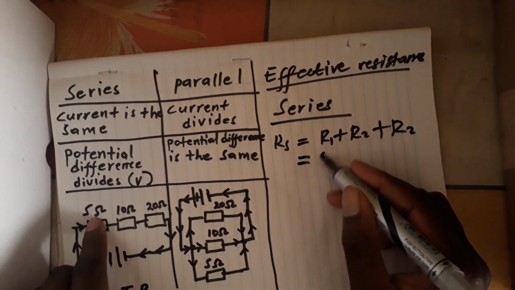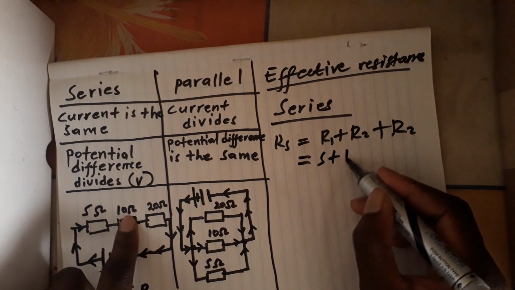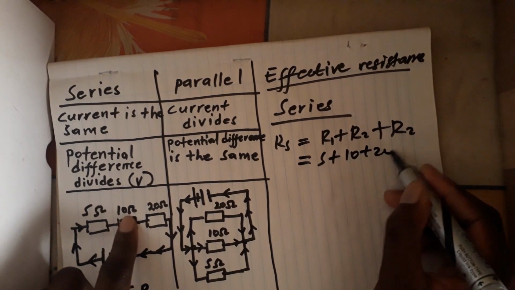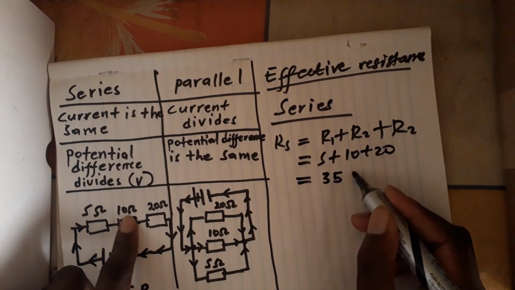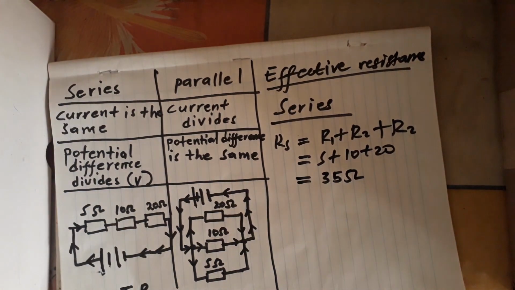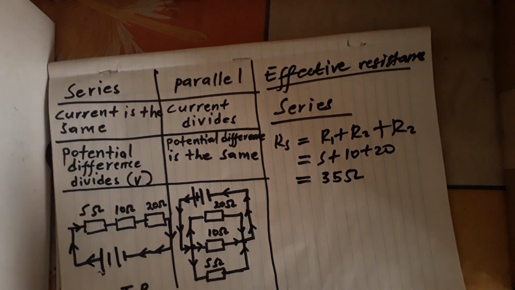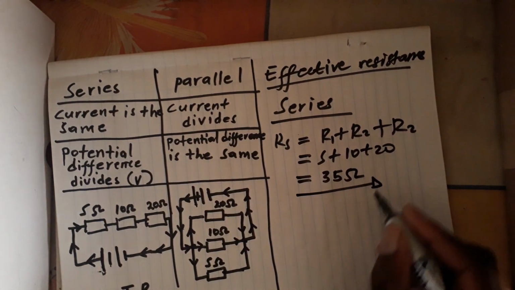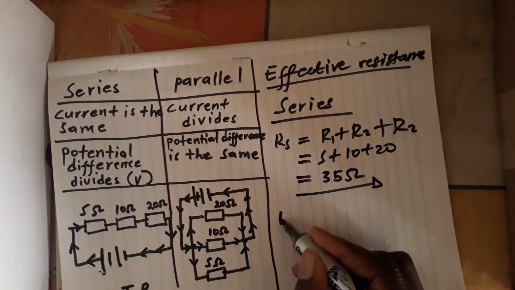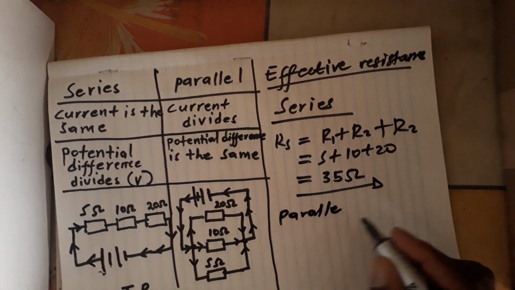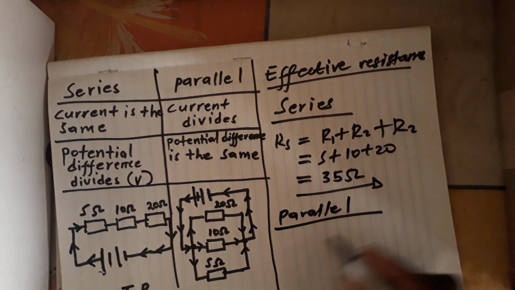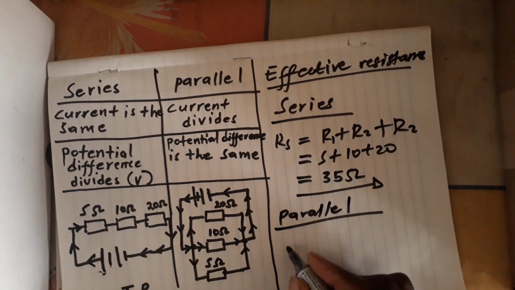R1 is 5 ohm, so 5 plus 10 plus 20. This is going to give you 35 ohms. That's the effective resistance in series. What about parallel? Parallel is RP.